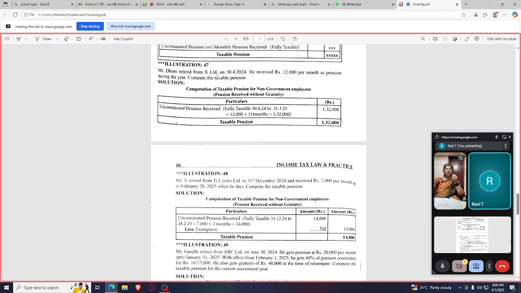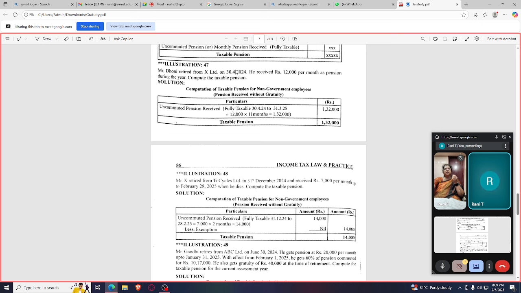Dhoni retired from X Limited, that is, he is a non-government employee. On 30th April 2024 he received 12,000 per month as pension during the year. Find out the taxable pension. So here as he has not received anything lump sum and it is on monthly basis, you have to consider only uncommuted pension. You know very well, if it is uncommuted pension, then it is fully taxable. 12,000 into how many months is he getting?